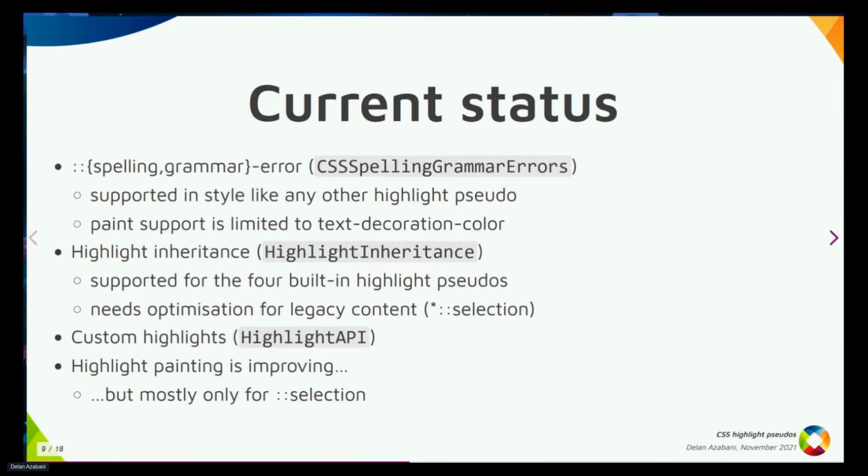For the highlight inheritance blink feature, we have a prototype working for the 4 built-in highlights, but a fair bit more work needs to be done, including extending it to the custom highlights, and we also need to optimize it for legacy content, because as far as we're aware, virtually all of the content that exists in the wild uses universal selection rules, because those are the only selectors that really worked intuitively. Custom highlights are being implemented under Highlight API, and this work is being driven by the Edge team at Microsoft, who's making some really good progress with that.